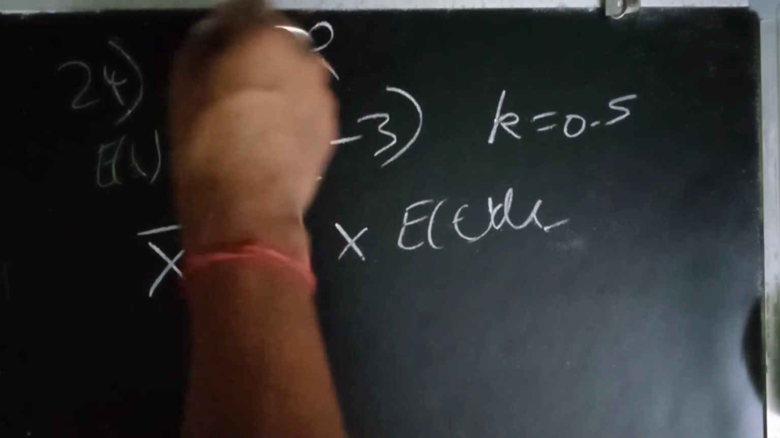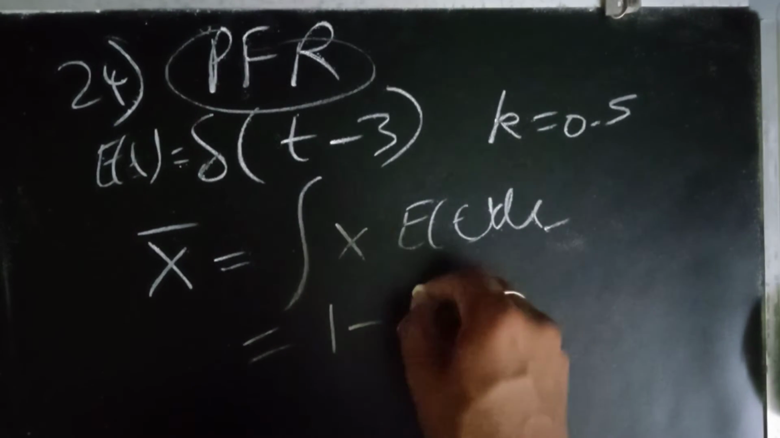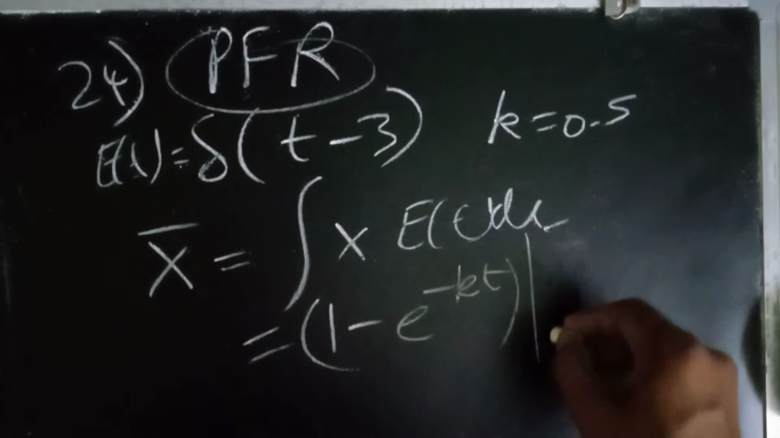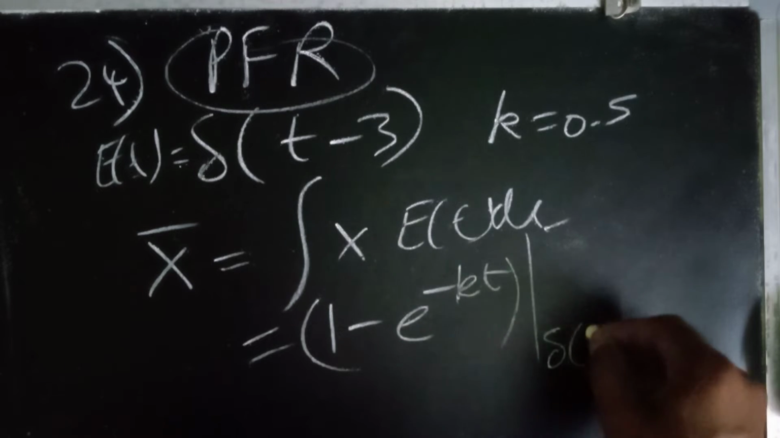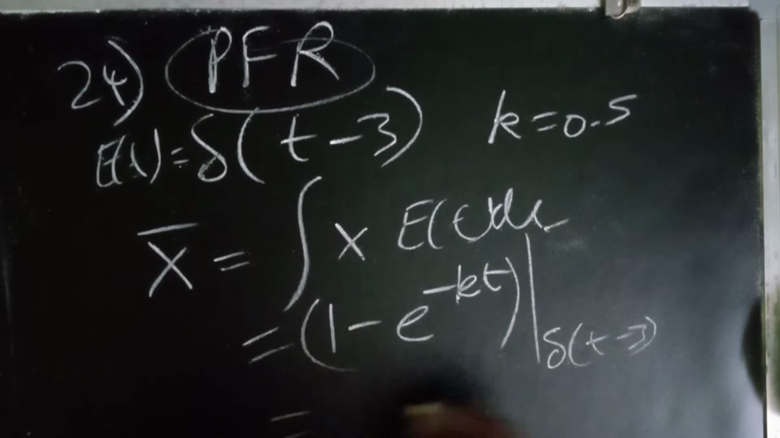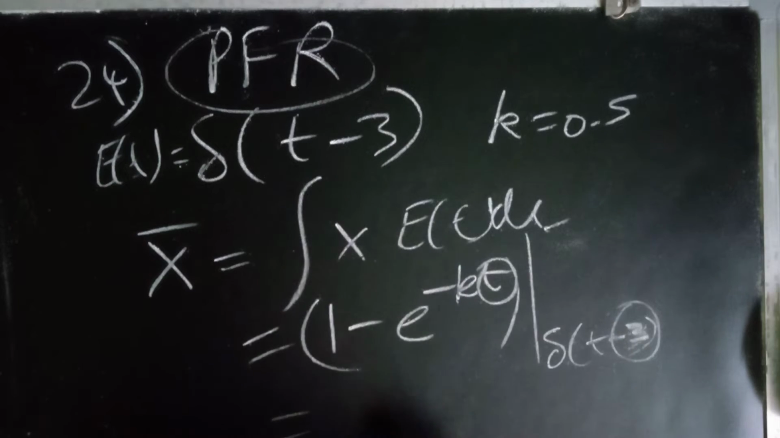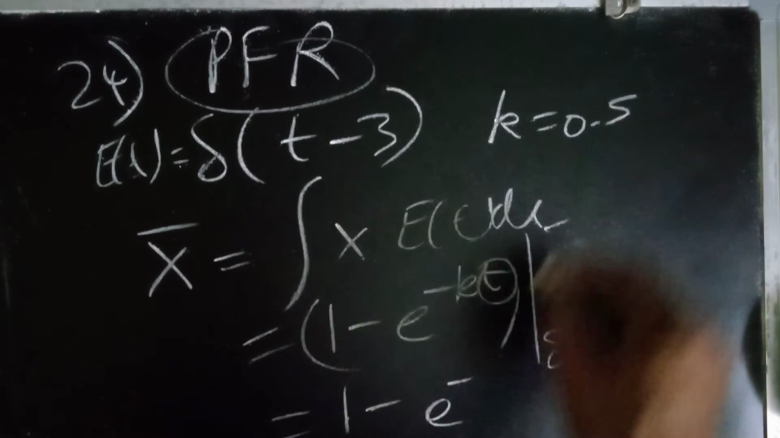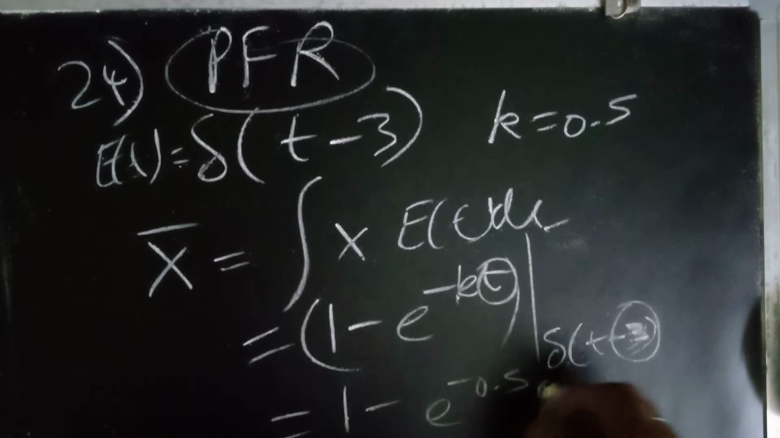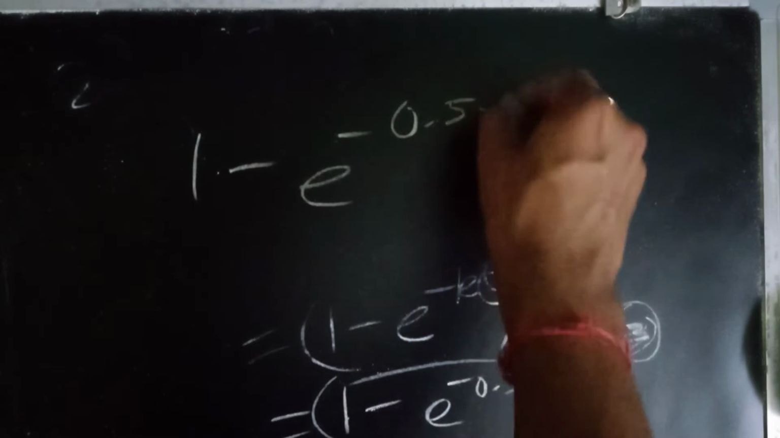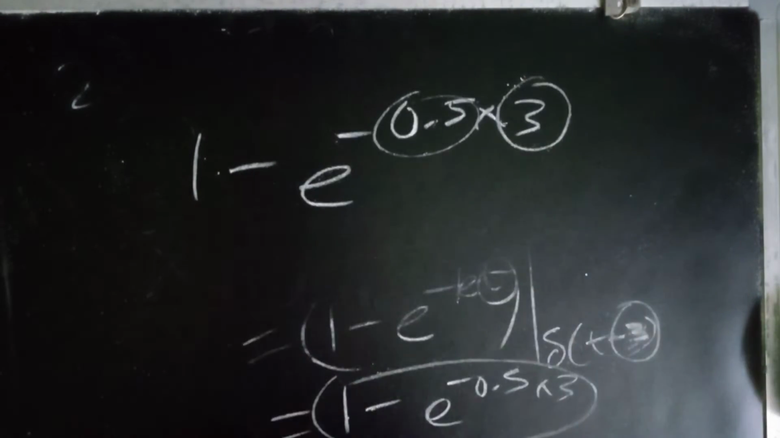We know conversion in a PFR is 1 minus e to the power minus kt, and we need to put the Dirac delta function of t minus 3 here. So putting this means you need to put t is equal to 3, k is 0.5 and t is equal to 3, so this would be the answer. The answer would be, let me write it up, 1 minus e to the power minus 0.5 into 3. This is k, and because of using the Dirac delta function, this 3 came.